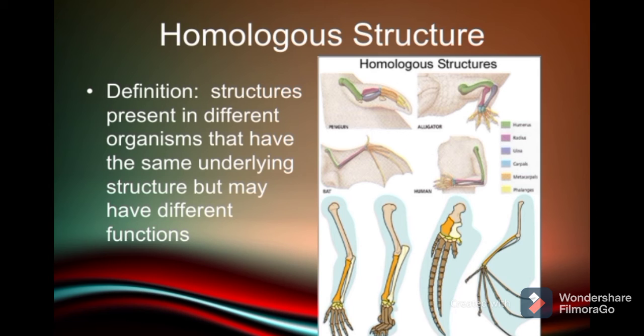Then next, we have homologous structure. These are structures present in different organisms that have the same underlying structure but may have different functions. So the structures of these species are the same, but they differ in their functions.